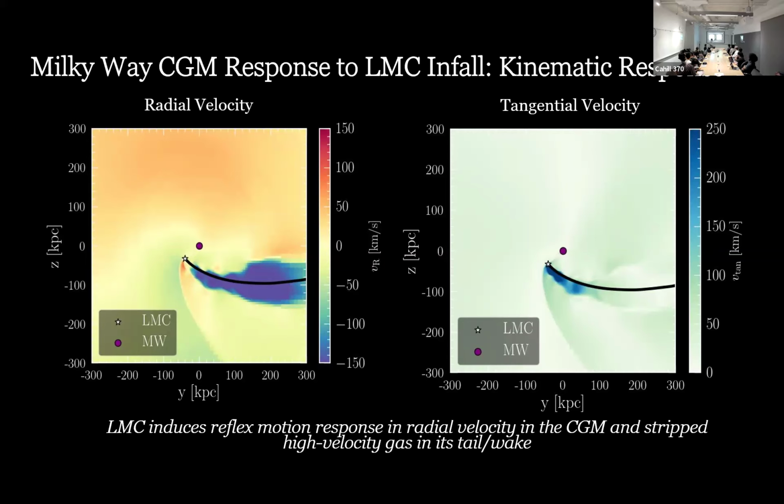And the other prominent feature is the stripped cool gas, which should be moving at very, very fast velocities towards the Milky Way. So this would be stripped material along the past orbit. And the stripped material also makes itself seen in the tangential velocities, where the stripped component should be moving at similar velocities. This recently stripped gas should be moving at similar velocities to the current velocities that we find for the LMC itself. So these are of similar magnitude.